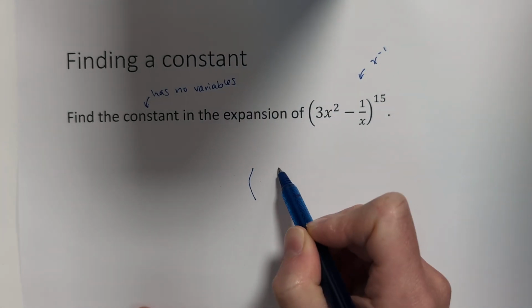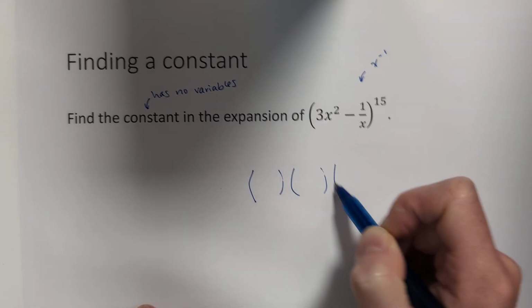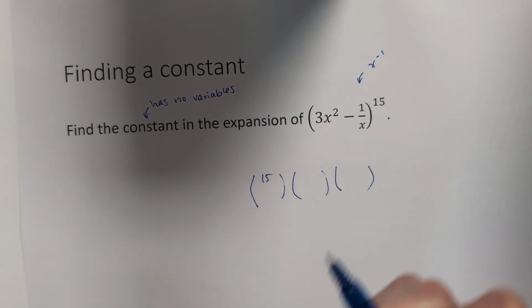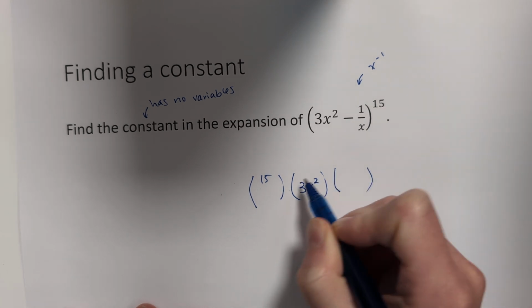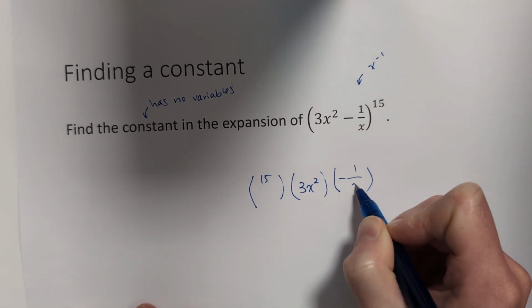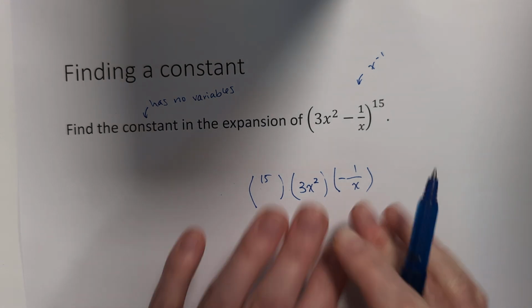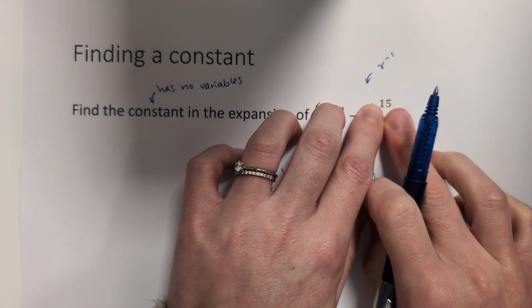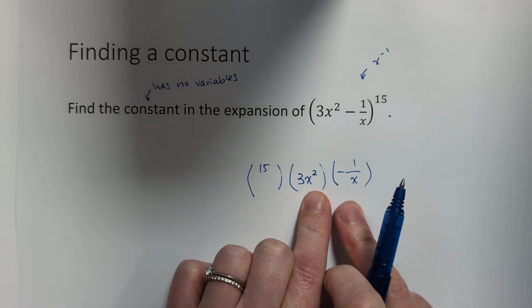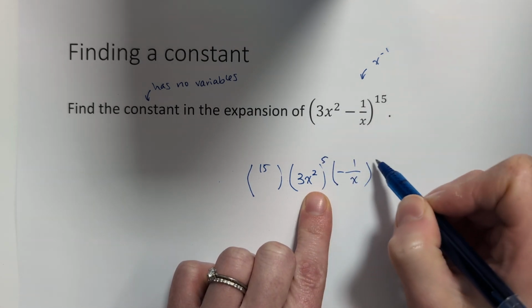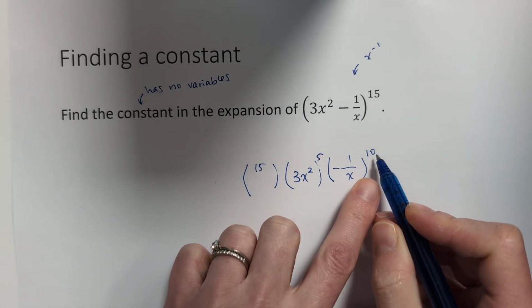So this singular term is made up of these three factors. 15 choose something. We're going to need to pick cleverly. 3x squared to something, and negative 1 over x to something. So I need to split up these 15 so that when I apply my power laws here, they end up canceling out. And in this case, I'm going to need 5 and 10. 5 and 10 is 15.